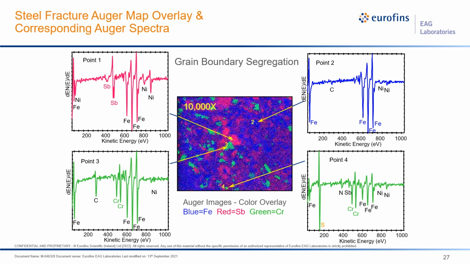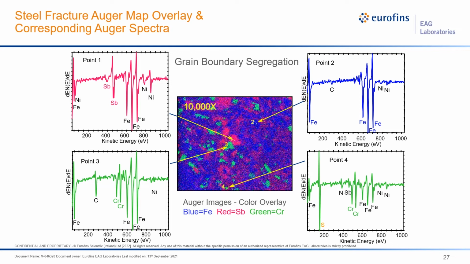Once we have the SEM image and the Auger map overlays, we can select specific points and obtain full spectra from these points to see if we have accounted for everything. So we take a look at a spot here in the red area, and we do indeed show strong antimony peaks along with strong iron peaks and some nickel. We look at the blue area, and that's almost entirely iron and some nickel. This green area we expect to be chromium rich, and indeed it is. We see higher chromium and we see higher carbon, and it turns out these are chromium carbide areas.